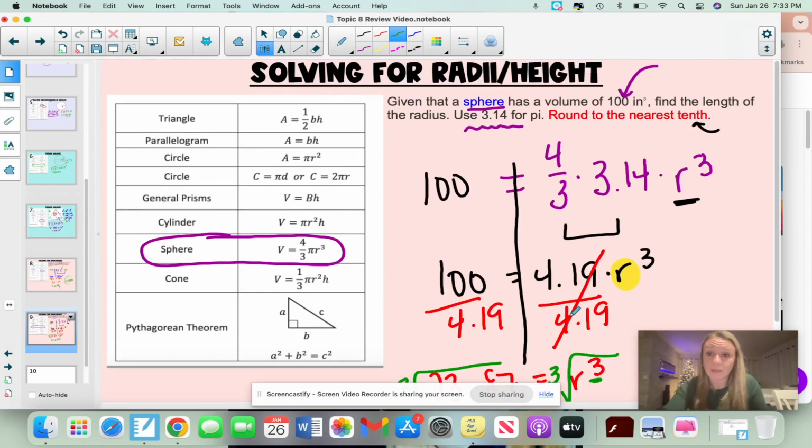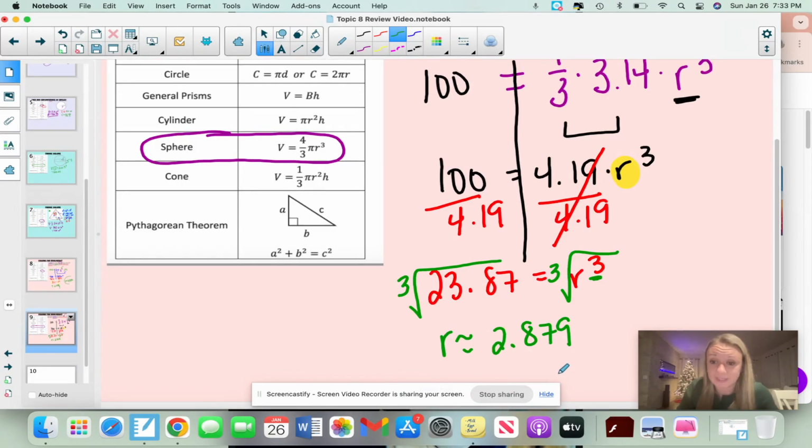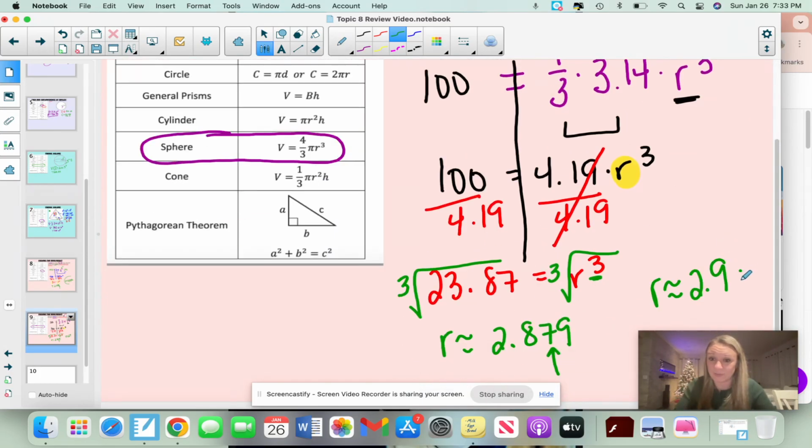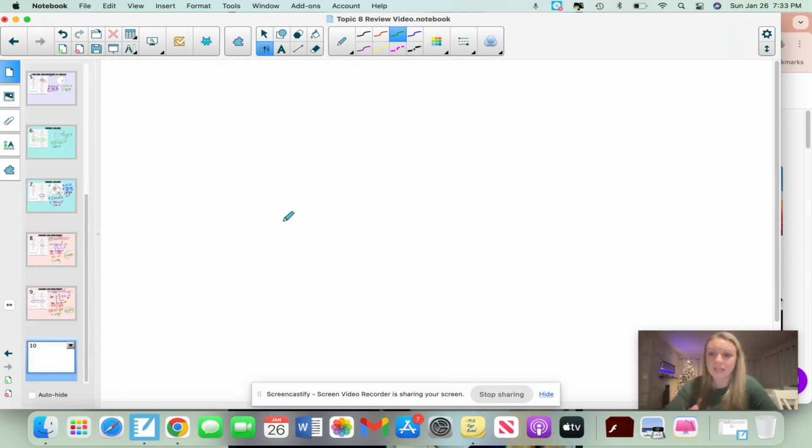2.879. Now, the problem asks you to round to the nearest tenth. So I'm going to look at this second digit to see what I need to do. 7 is going to tell the 8 to move up one. So my final answer is going to be R is about 2.9. Let's see the inches. 2.9 inches.